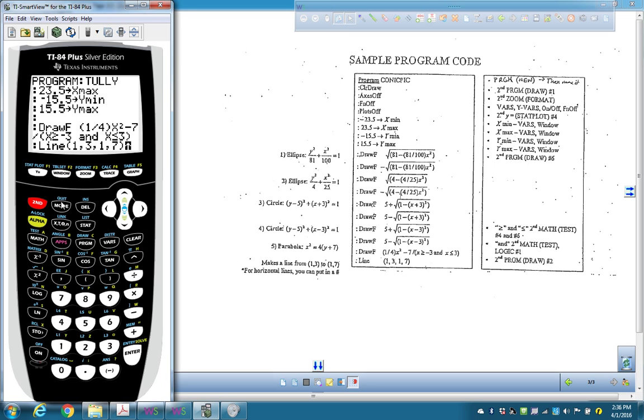So now to check if it works, I'm going to go program, Tully. Remember, I lost the top half of my ellipse, so I'll just have a parabola and a line. So there's my partial parabola and my line, and it works.